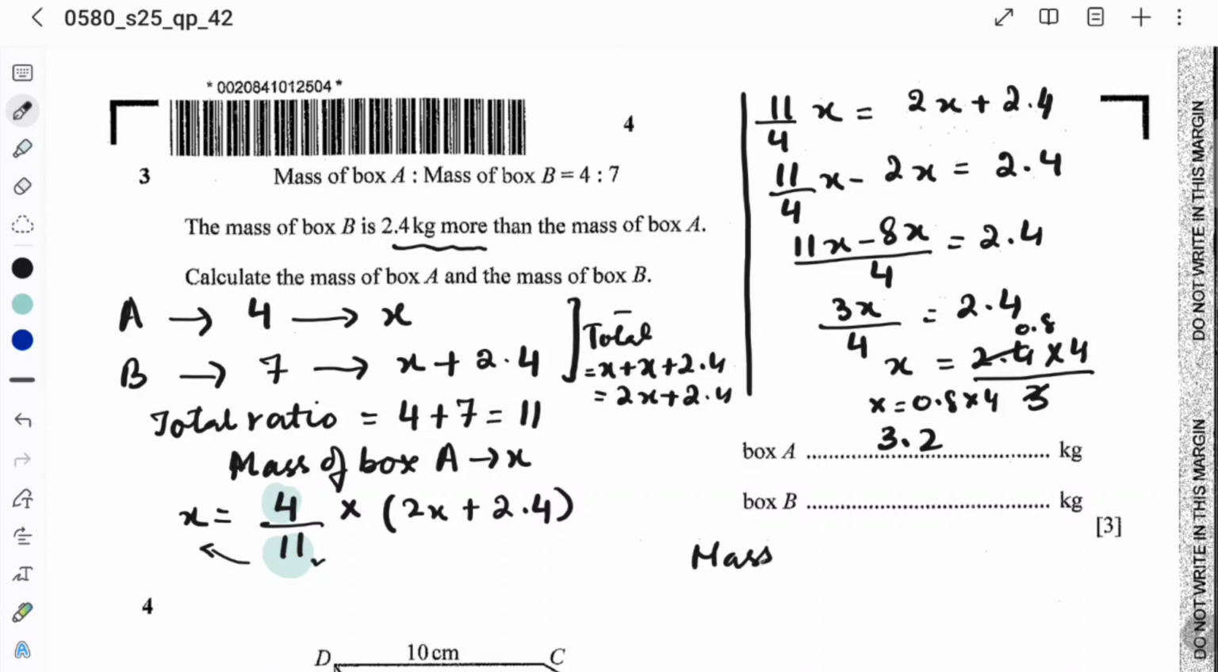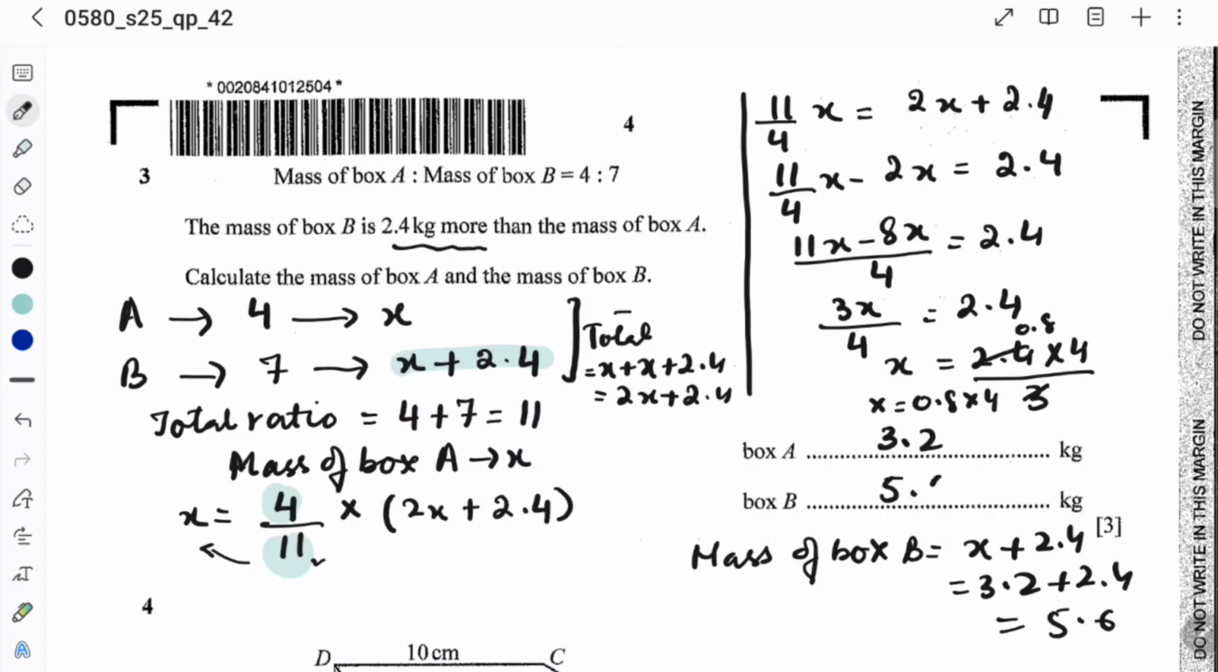So the mass of box B is equal to x plus 2.4. So x plus 2.4 means 3.2 plus 2.4, that is equal to 5.6. I hope you understood. First of all, what did we do? We took the ratio 4 and x for box A, ratio 7 and x plus 2.4 for box B, and the total will become 2x plus 2.4, the total mass.